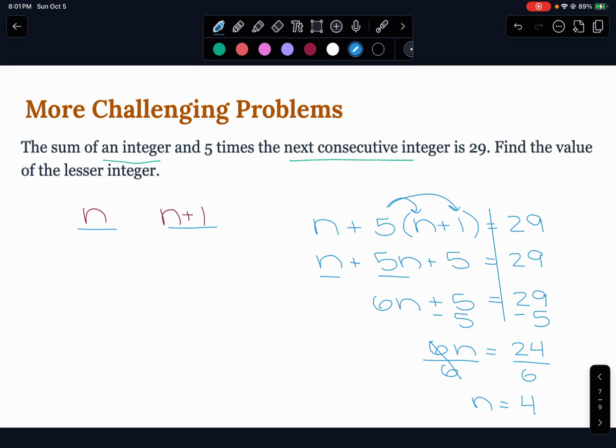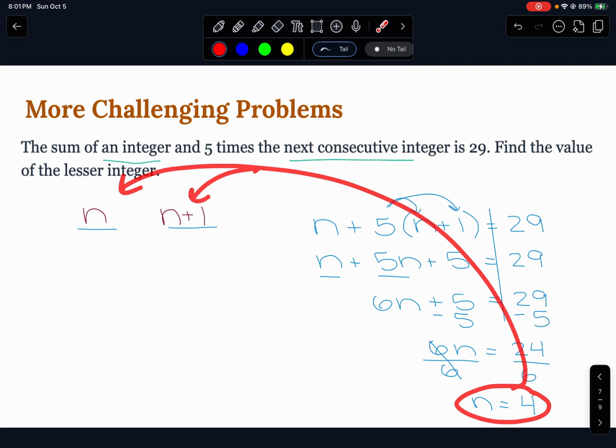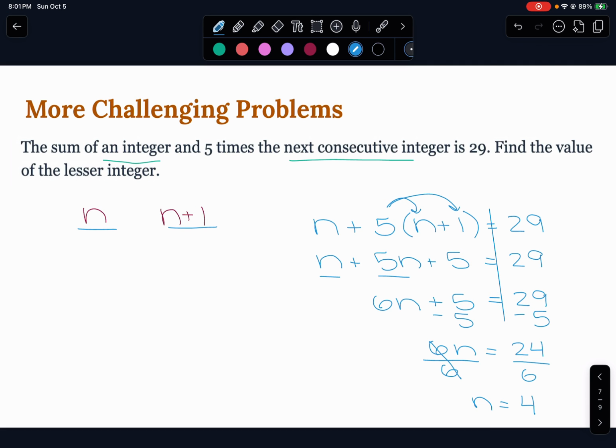So I know once I know n, I can go take n and plug it into these expressions up here. So n is 4, and then n plus 1, 4 plus 1 is 5. But let's go check what this question was asking. The question was asking to find the value of the lesser integer. So I know these are my two integers, and the lesser integer is 4. So in this question, 4 would be my final answer.